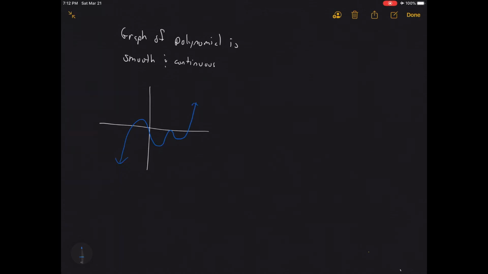So you can see how when this graph turns and changes direction right there, it changes direction there, there, and there. It's got 4 different places where it changes direction. All those places are smooth. There's no corners, there's no sharp edges.